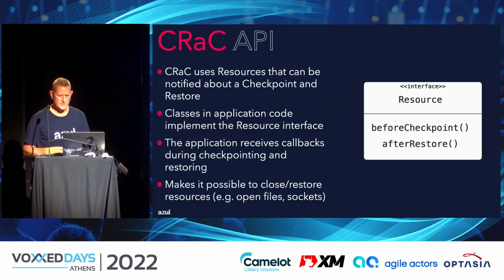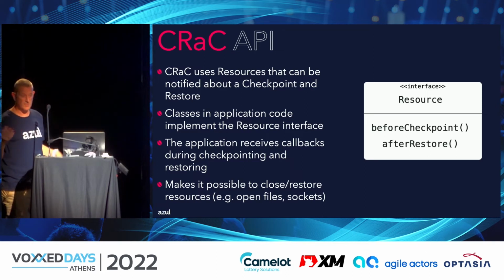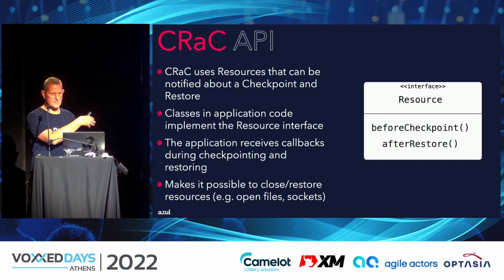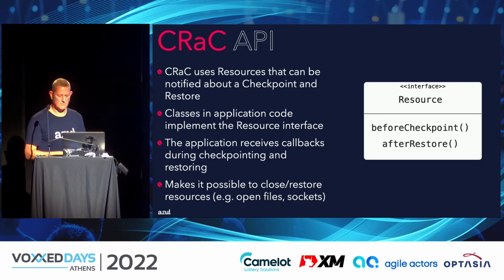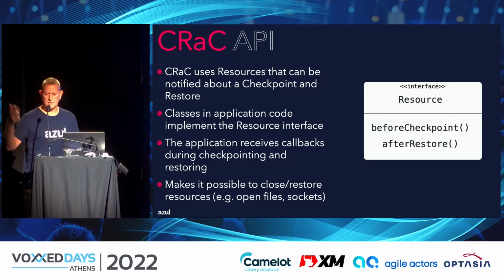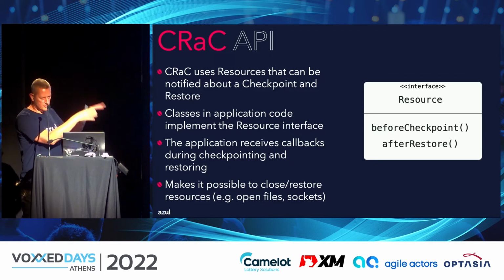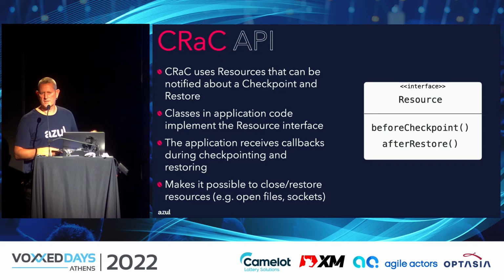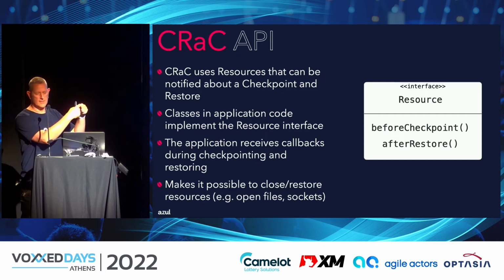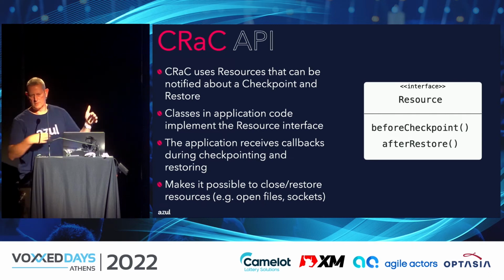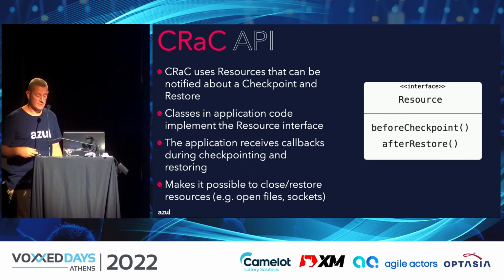Okay, the API, pretty simple. One interface, it's called Resource, has two methods, beforeCheckpoint and afterRestore. Pretty simple. And you have to implement this interface in all the classes that use resources. That sounds like a lot, but most of the time it's not. Usually it's like database connections, you have a database manager. Usually you have always a central point where you address these things, and in these classes you have to implement this interface, and then you have the two methods, beforeCheckpoint and afterRestore. In the beforeCheckpoint, you close the resources, like open files or stuff. In the afterRestore, you restore these connections, for example, or reopen the files.